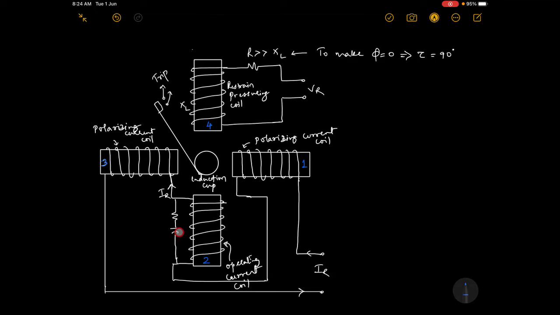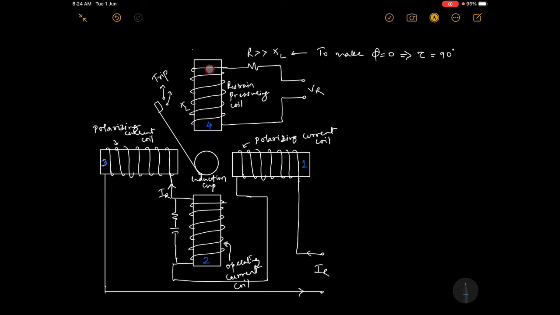So by varying R and C, RC is a time constant. You can delay the current coming over here. C means obviously it will come first here. Okay, you are definitely creating a phase difference. Because of that phase difference, there is an operating torque produced. This is how operating torque is produced.